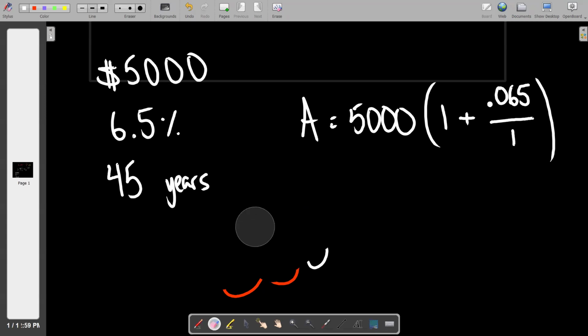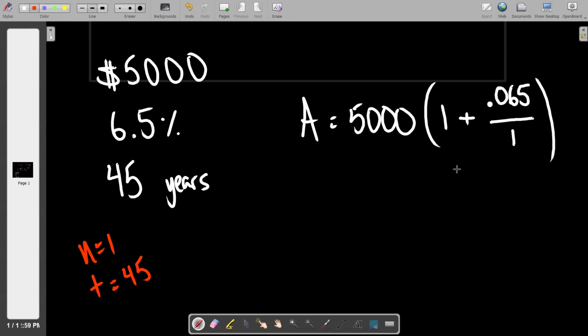And we know that n is 1. So if n is 1, and what's t? 45. And what's 1 times 45? Good job. So this is where we grab our calculators now and we type this in.